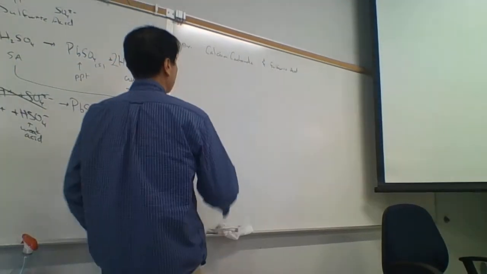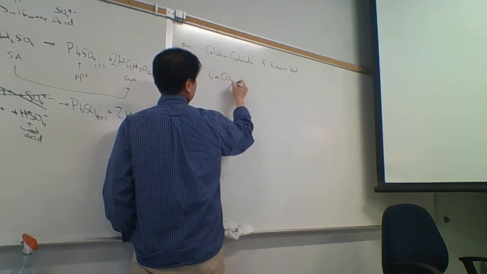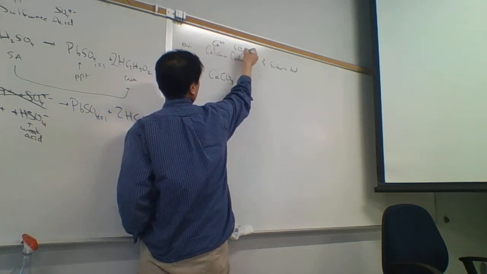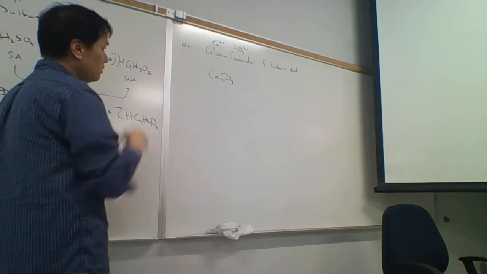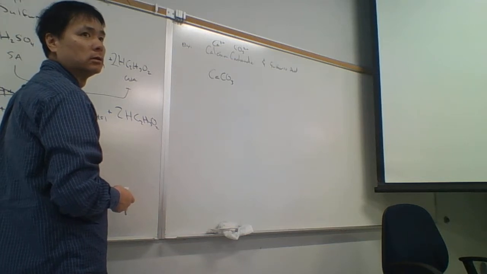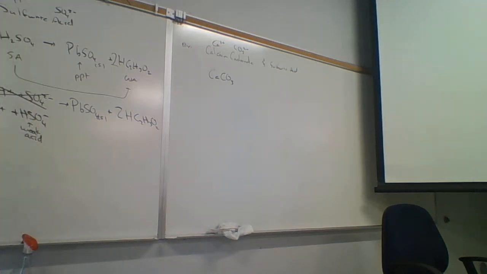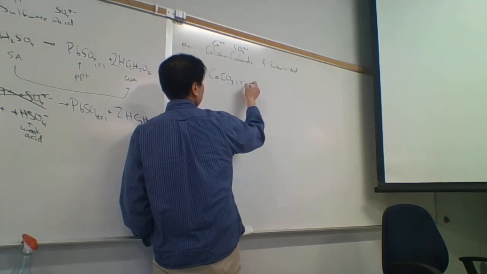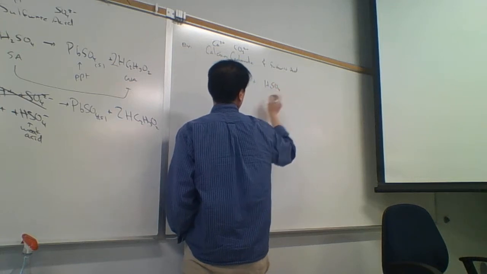Okay, what's the formula for calcium carbonate? CaCO3. Because calcium is a 2 plus, carbonate is a 2 minus, so just a 1-to-1 ratio works for that. Is calcium carbonate soluble or insoluble? Phosphates, carbonates, and chromates are insoluble, except for group 1 and ammonium. So this is insoluble. We have to put solid here. Sulfuric acid, of course, is okay. It's the same here.